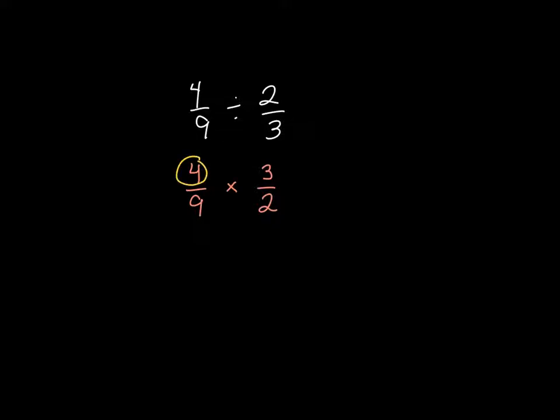4 and 2 can both be divided by 2. So 2 divided by 2 is 1. 4 divided by 2 is 2. 3 and 9 can both be divided by 3. 3 divided by 3 is 1. 9 divided by 3 is 3. Now we multiply the numerators. 2 times 1 is 2. 3 times 1 is 3. So 2 over 3.